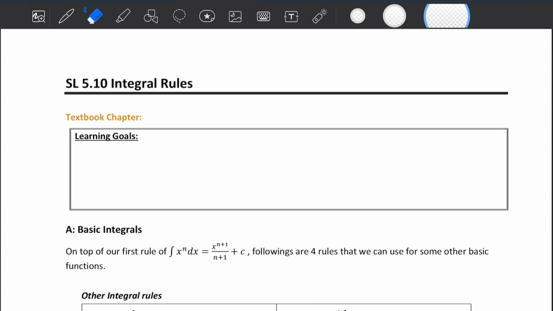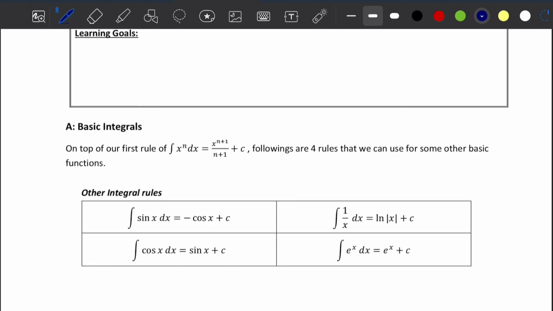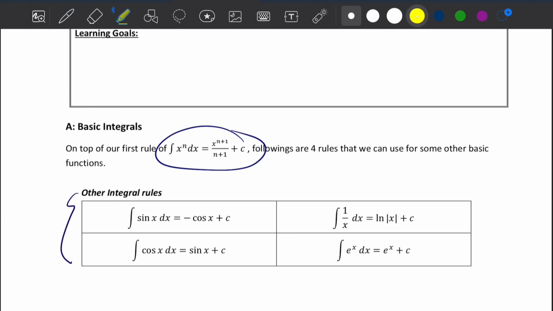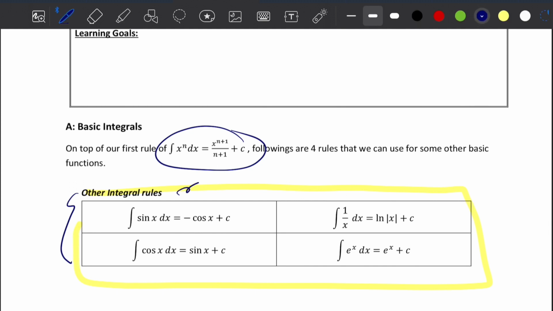Section 5.10, Integral Rules. With today's video, we will discuss a little bit more about integration. So, section A, let's first talk about the basic integrals. On top of our first rule of integration, following are four rules that we can also use for some other basic functions. And these four rules are actually included in your formula booklet, so you don't have to memorize them.